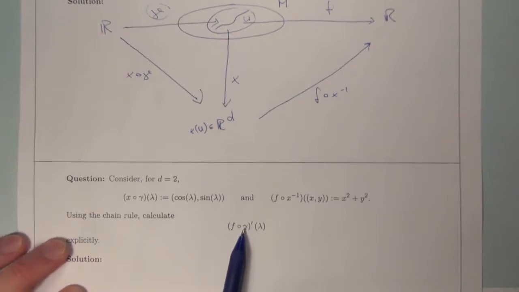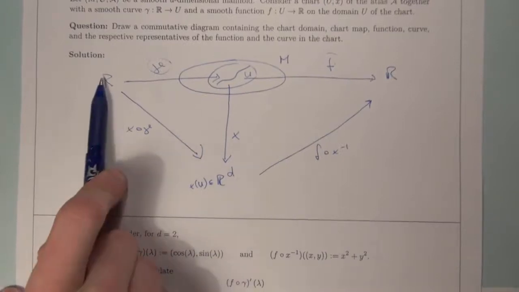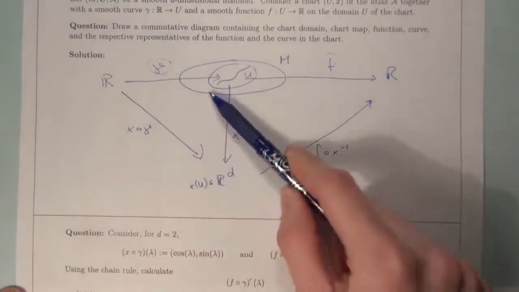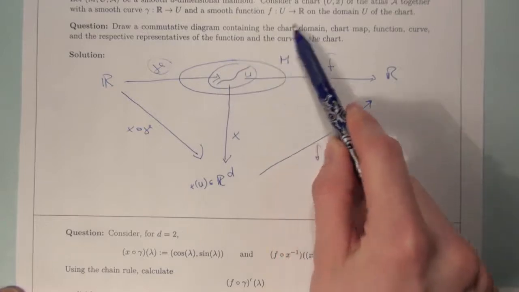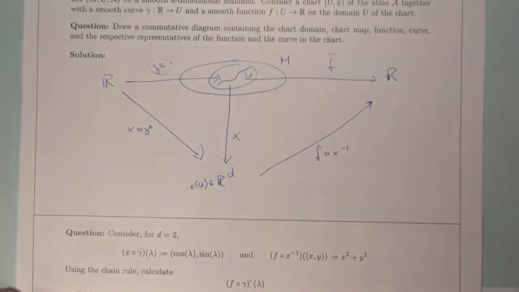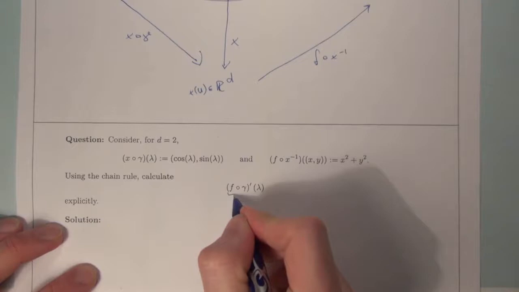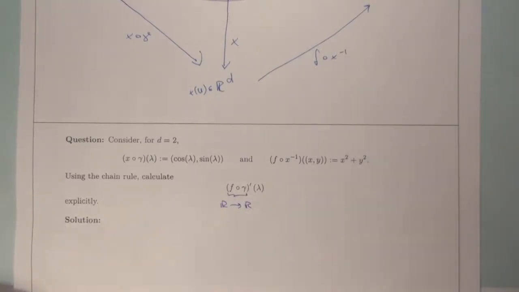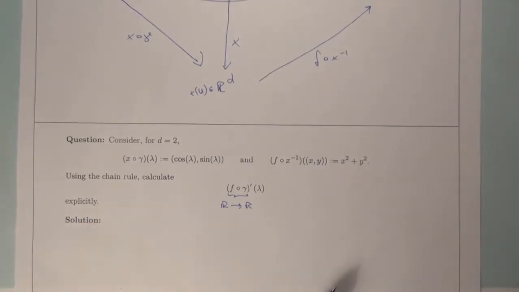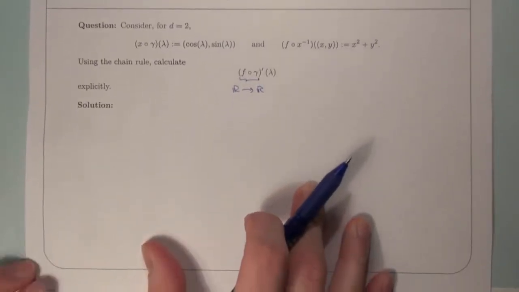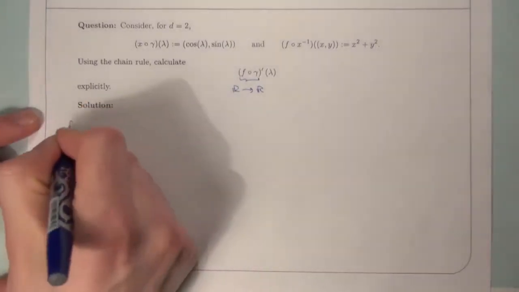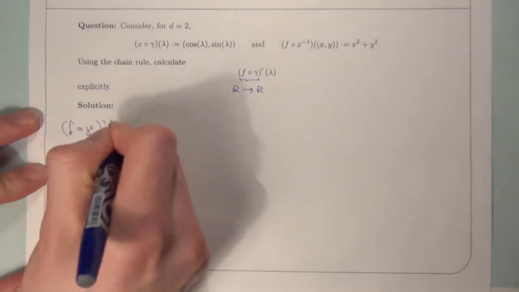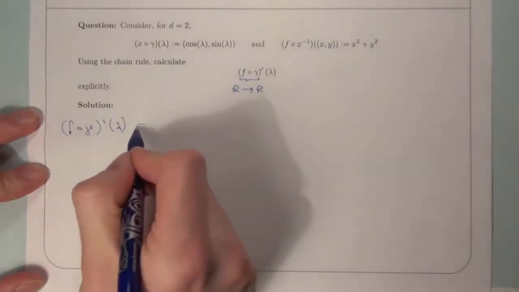It first takes gamma, the domain of gamma, which is R, is mapped to U, and after that we take the function and map it to R. Therefore, this one is a map from R to R, and therefore differentiation makes real sense. And to do this, we start here. (f after gamma)' of lambda equals.